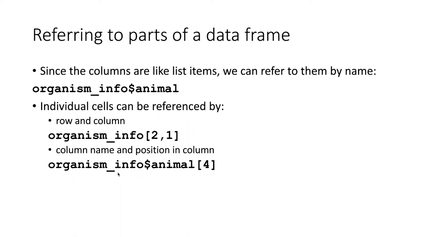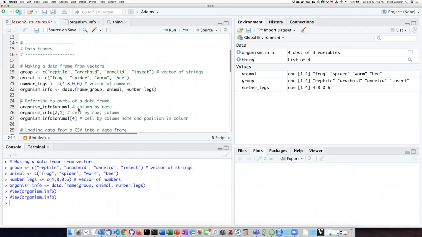We also have the option of referring to the column by name and the row by number. If we think of organism info dollar sign animal as a vector, then we can see that we're essentially using the same vector notation, that is, putting the item number in square brackets. But instead of having a simple name for the vector, we're referring to the vector by its column name. Let's try referring to different parts of the data frame.